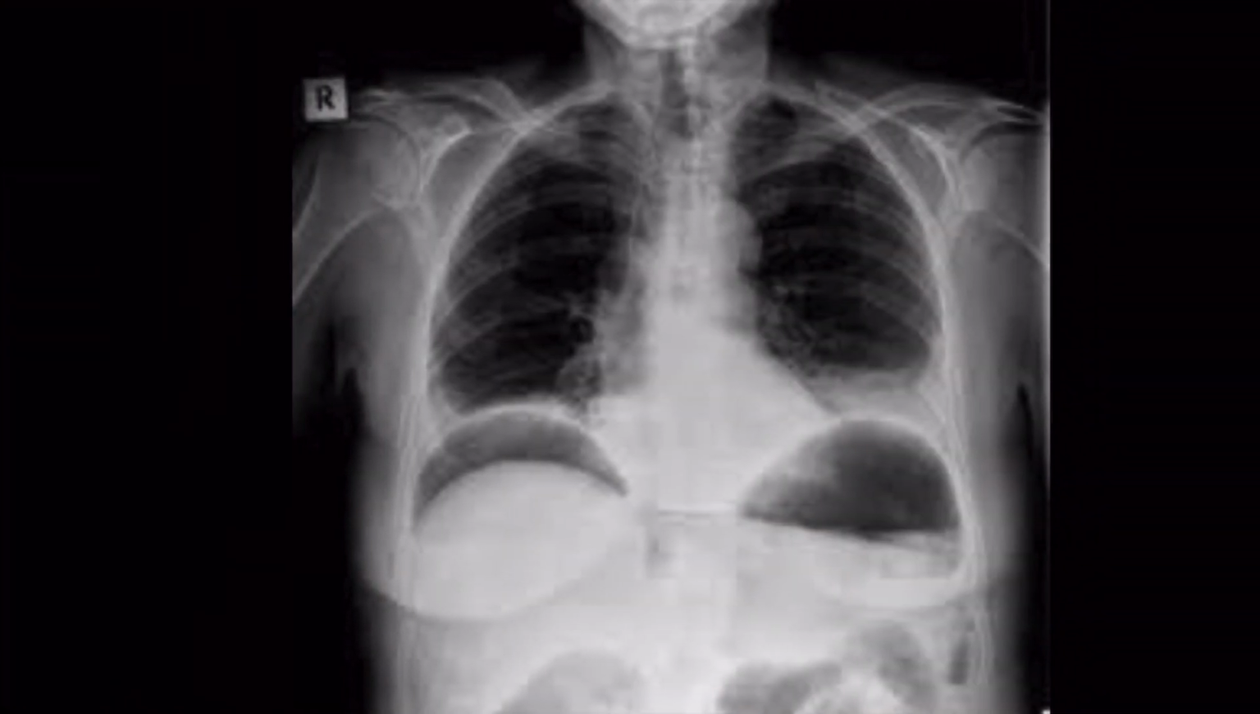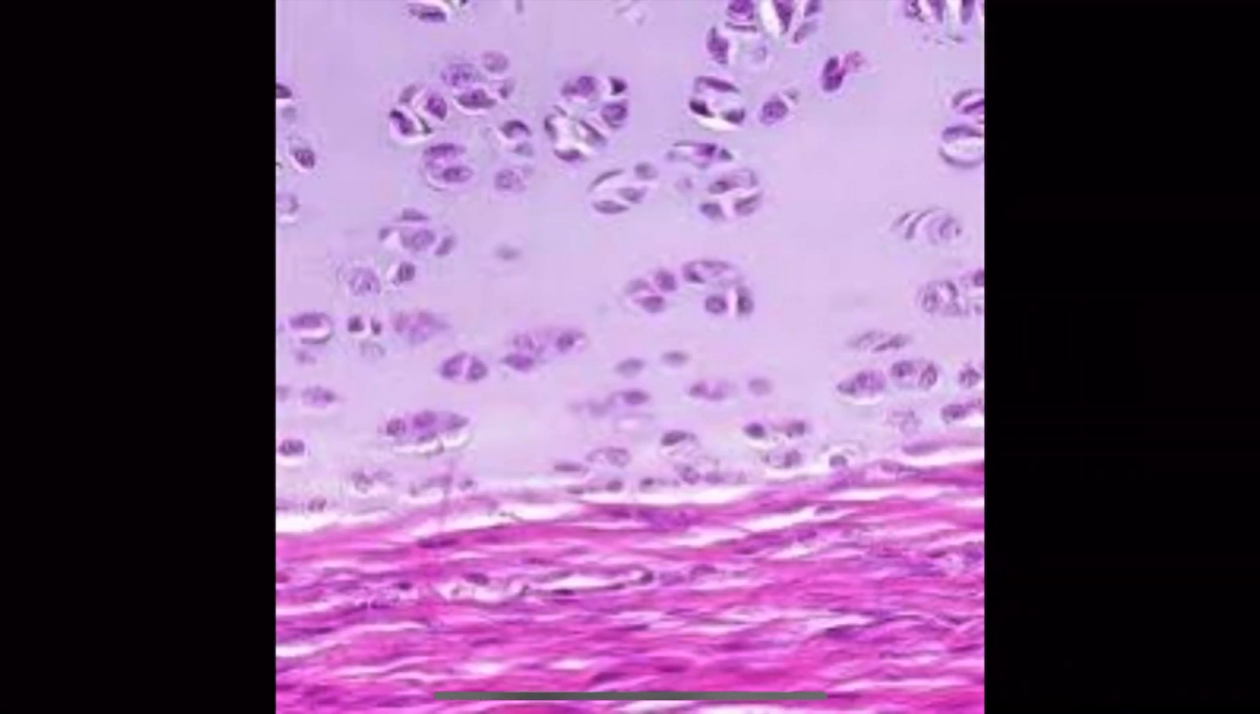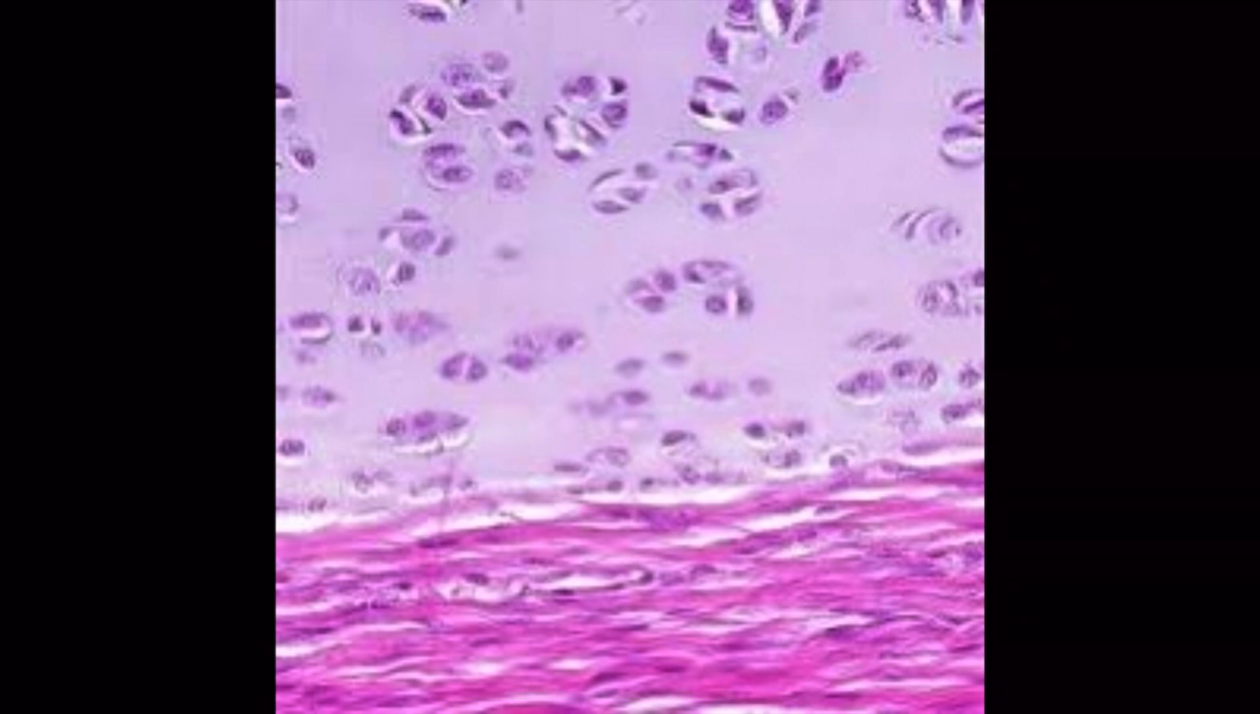Next question is, you will see the air under diaphragm, which is suggestive of intestinal perforation, and the management is emergency laparotomy. Next question is, here the slide shows some of the cells. These cells are called the neck cells, which is suggestive of the hyaline cartilage.